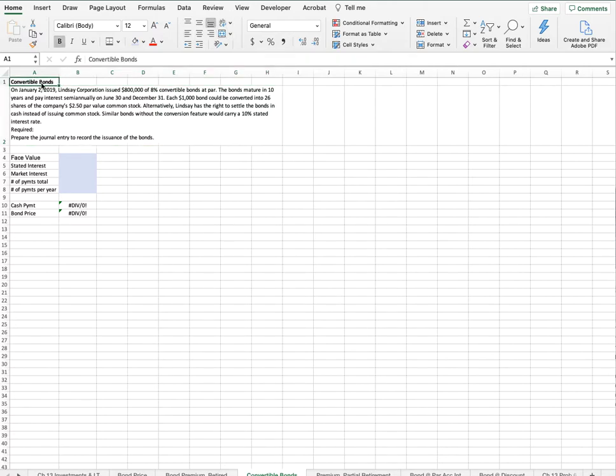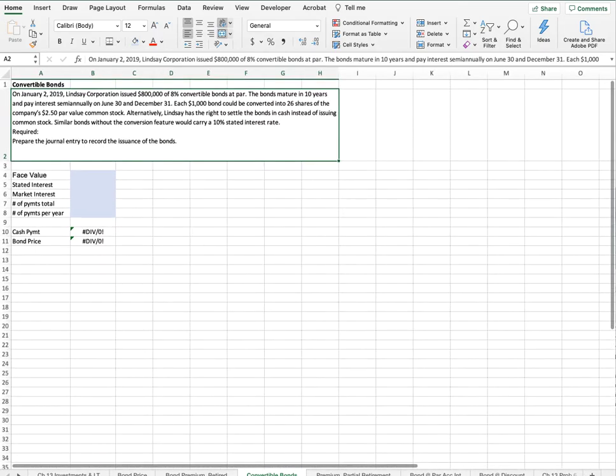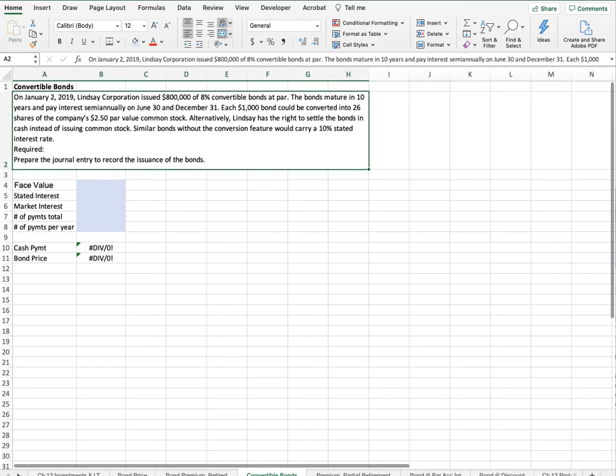In this problem, we're looking at convertible bonds. On January 2nd, 2019, Lindsay Corporation issued $800,000 of 8% convertible bonds at par. The bonds mature in 10 years and pay interest semi-annually on June 30th and December 31st.